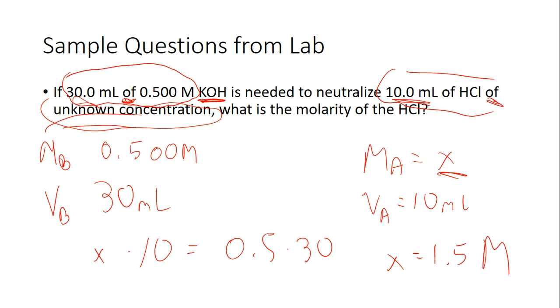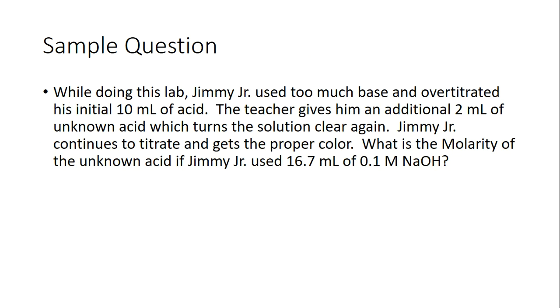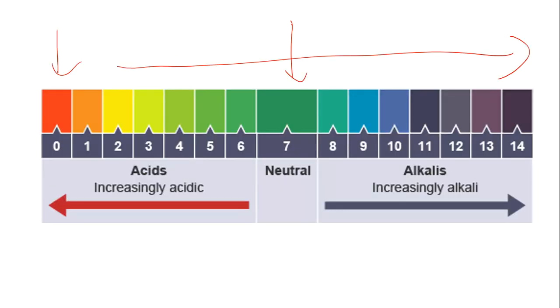All right. So that is a way to determine the concentration of an unknown thing, like we did in the lab. And here, Jimmy Jr. used too much base and he over titrated. So what happened to Jimmy Jr. was he was trying to stop here, and instead he went all the way over here.